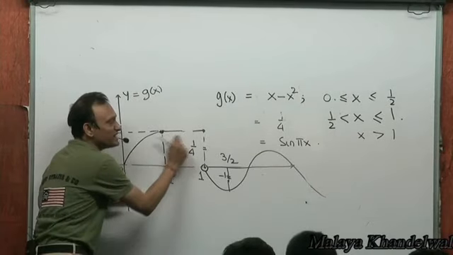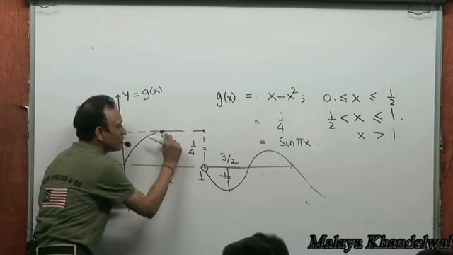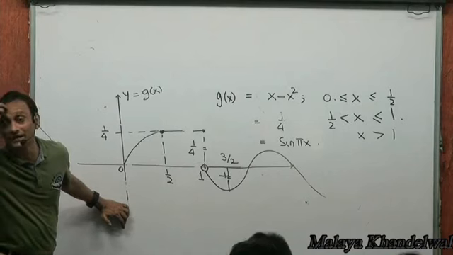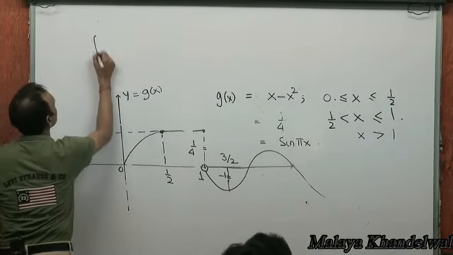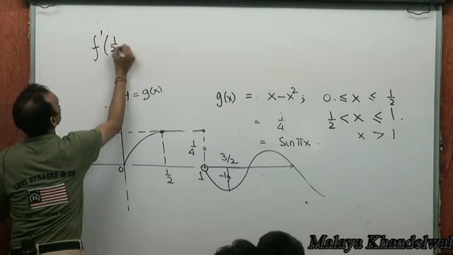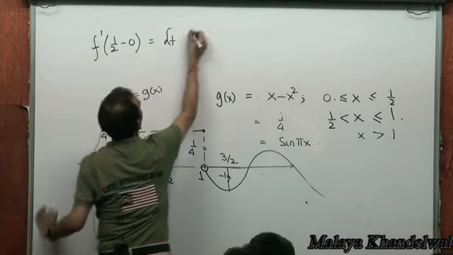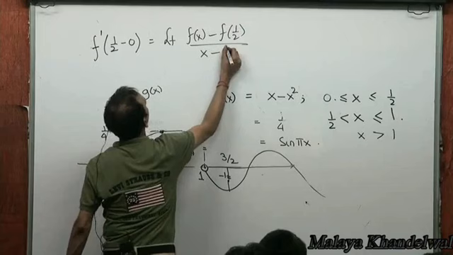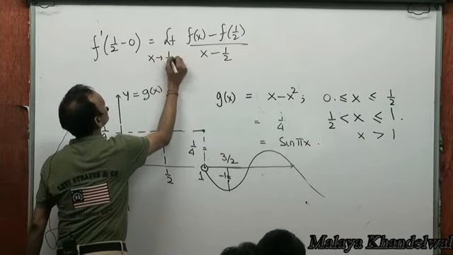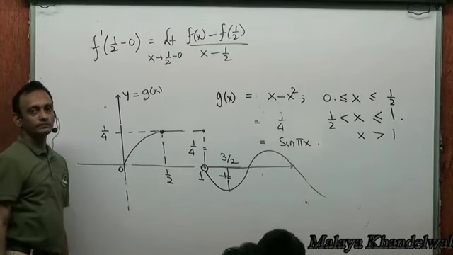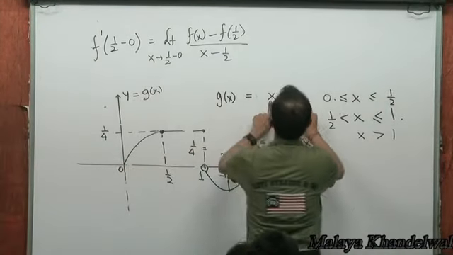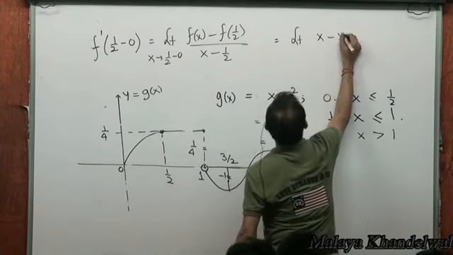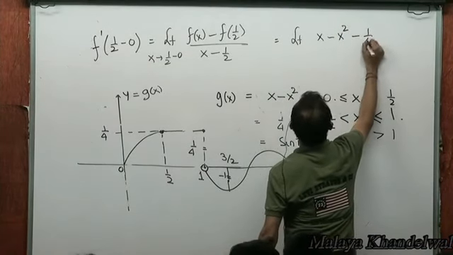The right hand derivative is very simply 0, as you can see, because it's a constant function. The slope of this tangent is 0. Let me just find the slope of the left hand tangent at half. So f dashed half minus is the limit of f(x) minus f(half) by x minus half as x tends to half from the less than half side. When x is less than half, then f(x) is described as x minus x squared, minus 1 by 4.